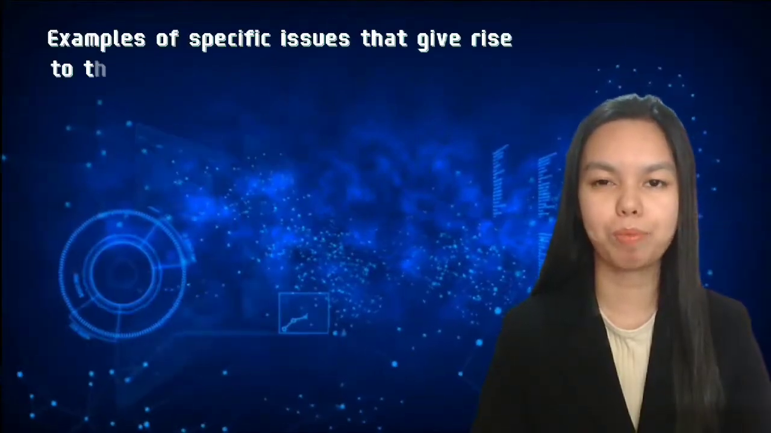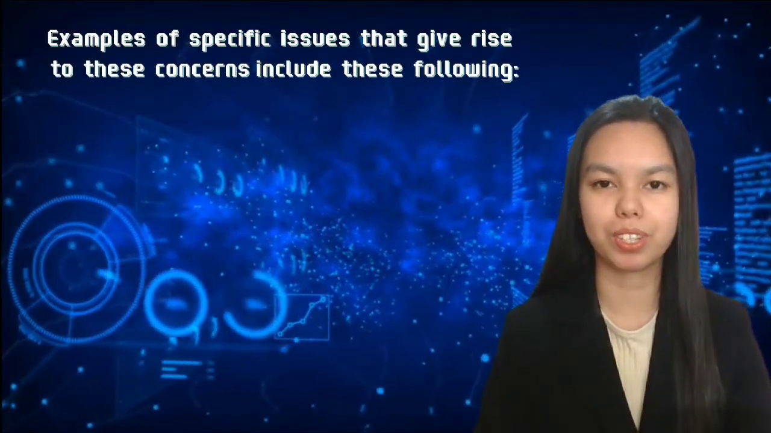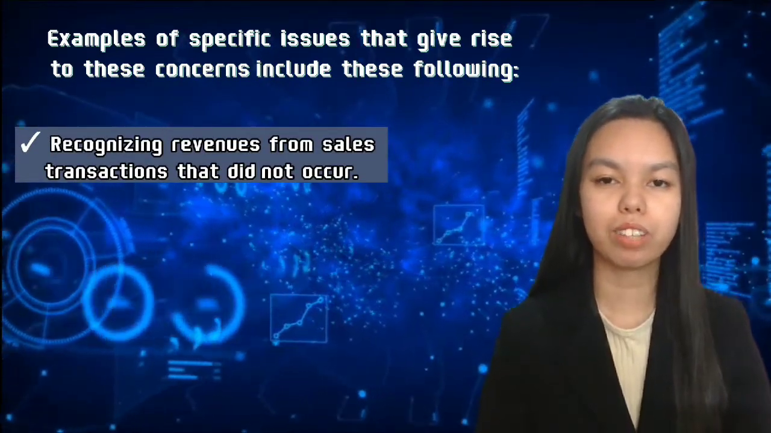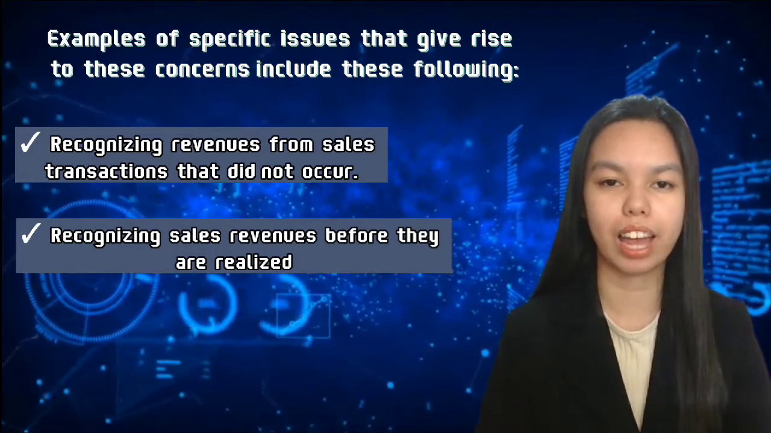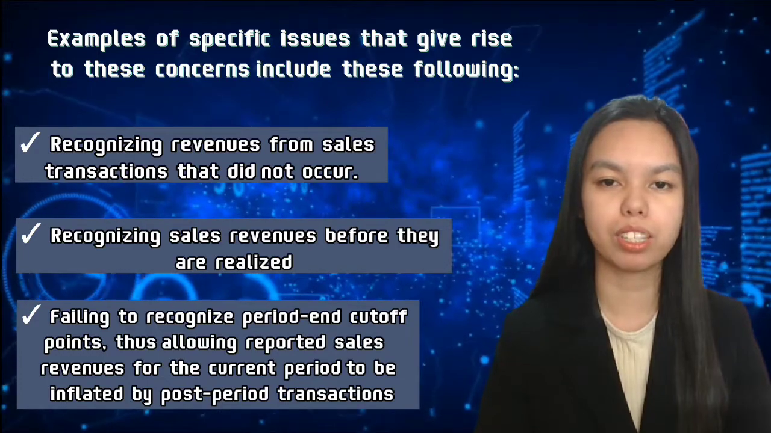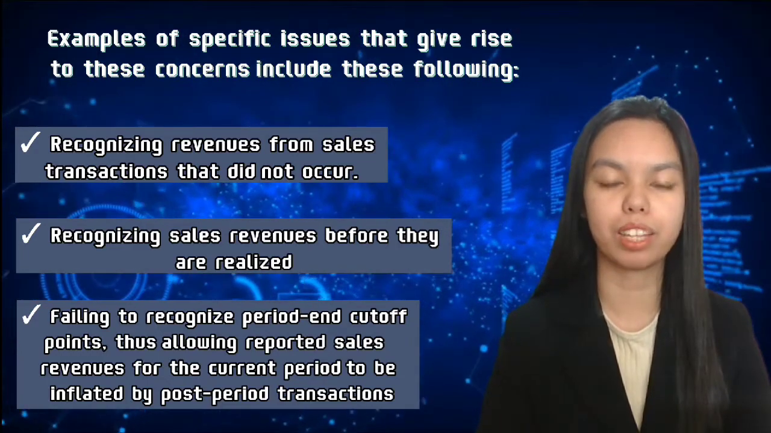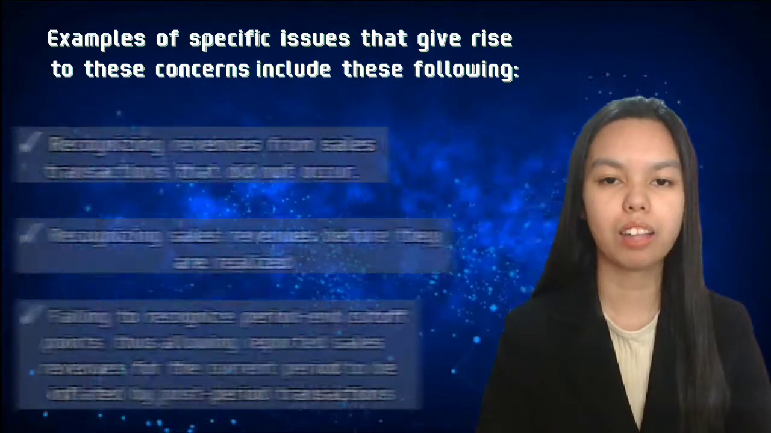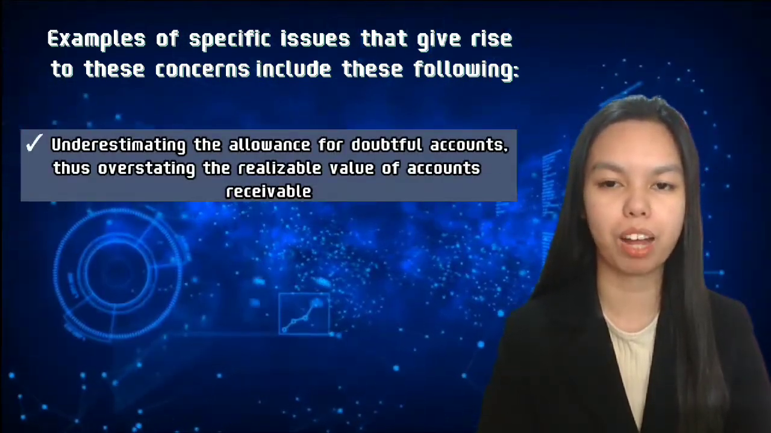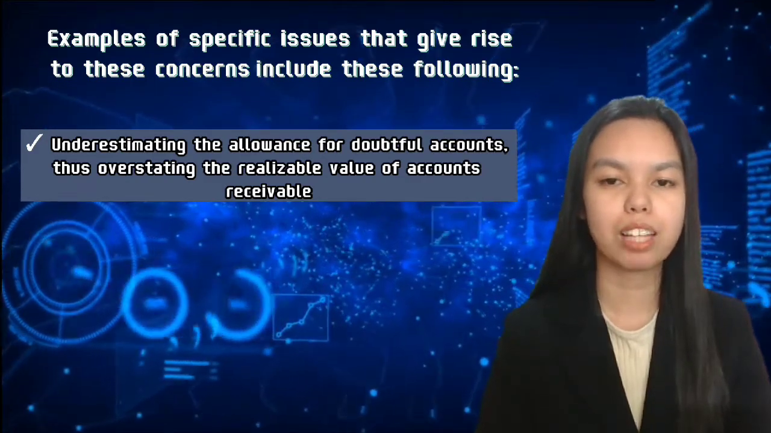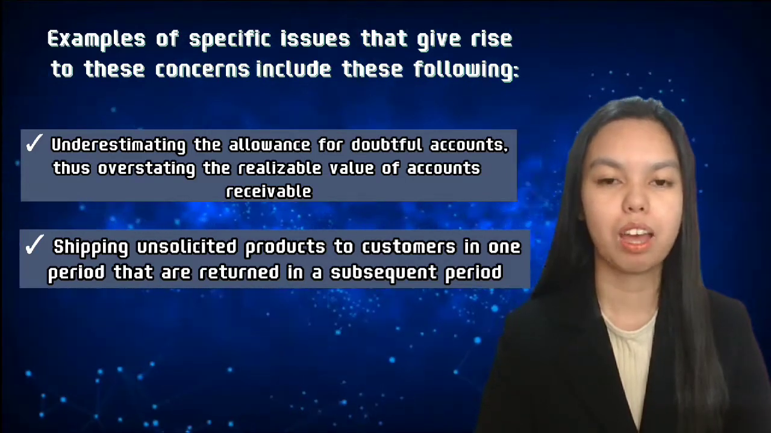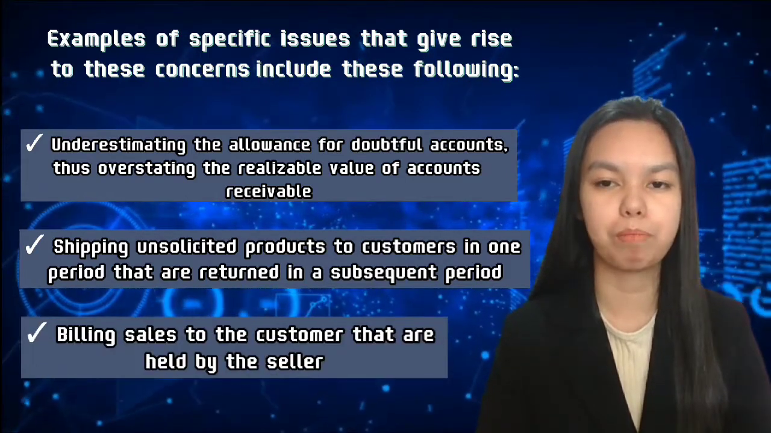Here are the examples of specific issues that give rise to these concerns. Recognizing revenues from sales transactions that did not occur. Recognizing sales revenues before they are realized. Failing to recognize period-end cut-off points, thus allowing reported sales revenue for the current period to be inflated by post-period transactions. Underestimating the allowance for doubtful accounts, thus overstating the realizable value of accounts receivable. Shipping unsolicited products to customers in one period that are returned in a subsequent period. Billing sales to the customer that are held by the seller.